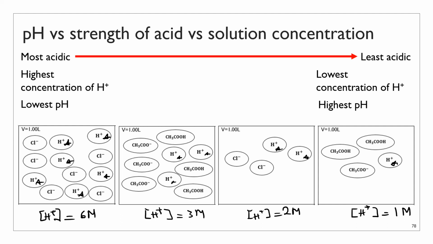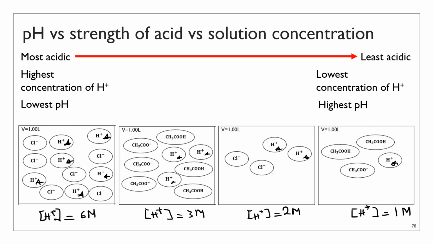So you can see that a solution of a weak acid, which is in this case ethanoic, could have a lower pH than a solution of a strong acid. It really depends on the concentration. So if you have a very, very diluted strong acid solution, the pH of that solution may even be higher than a concentrated weak acid solution.